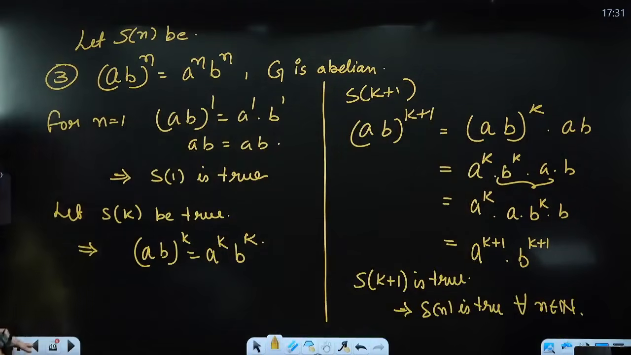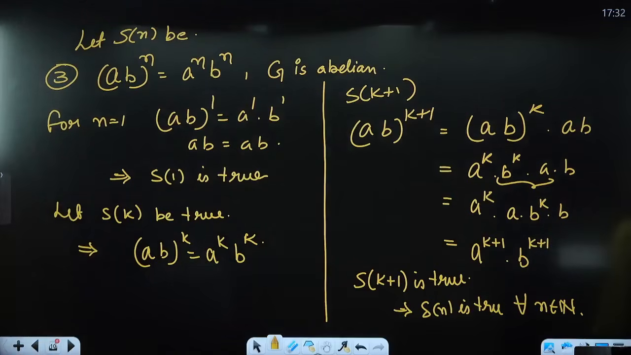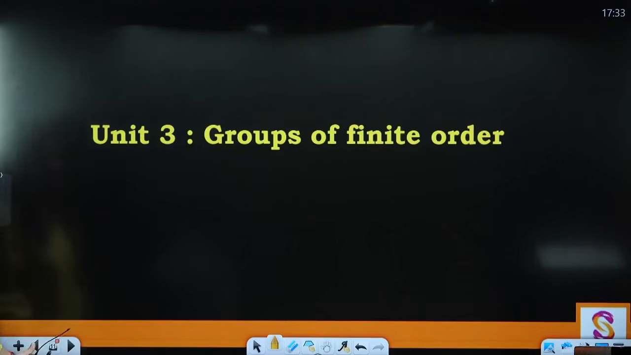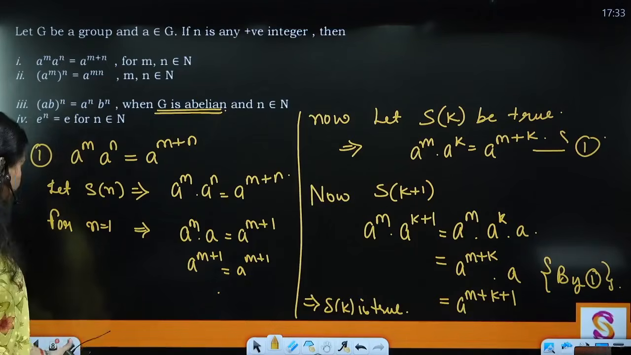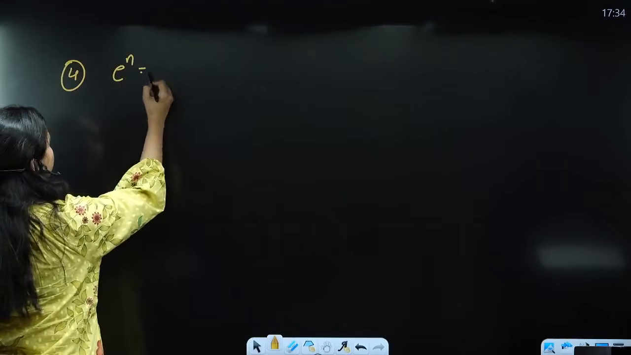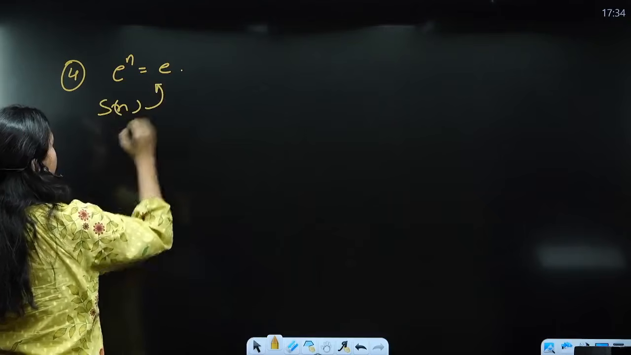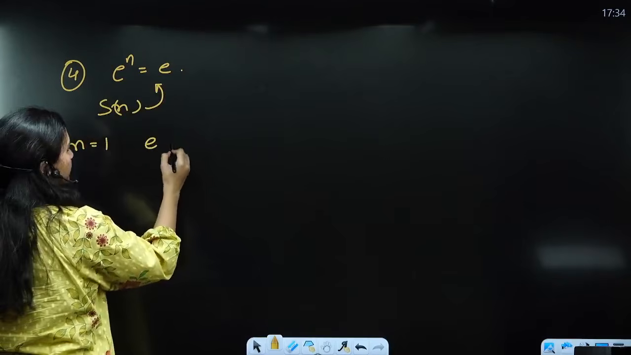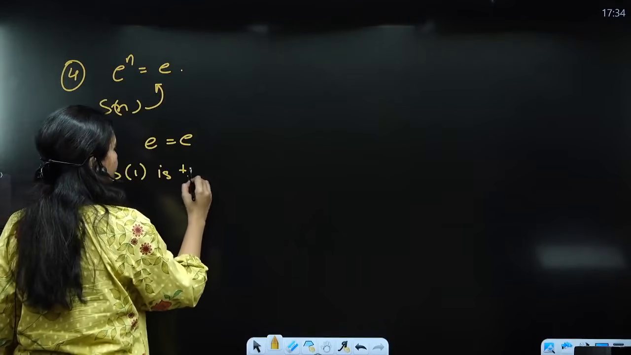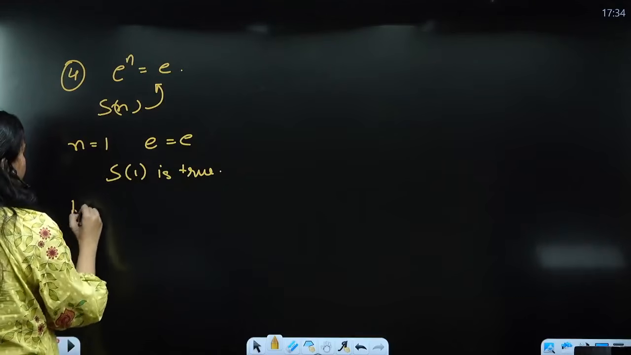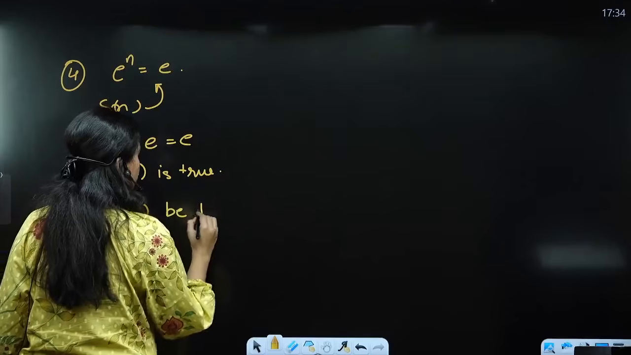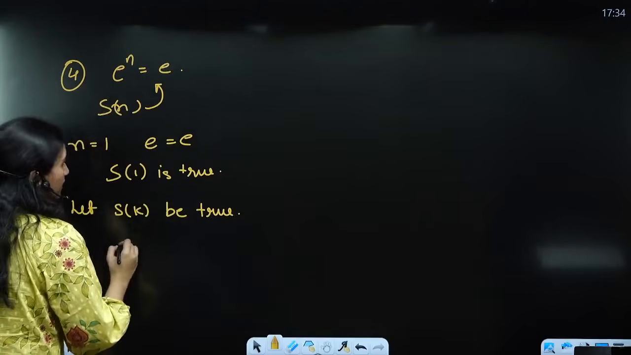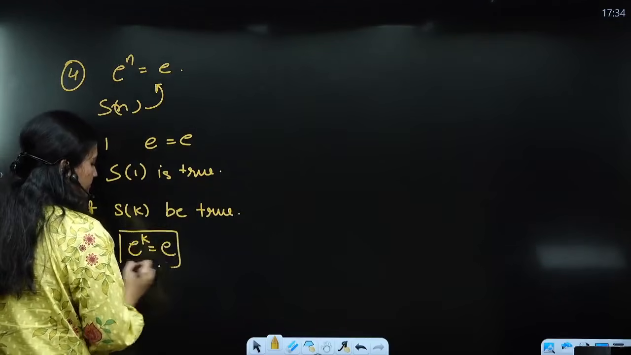All right, let's take up the next one. One more is there, I guess. e^n = e. This should be fairly easy, I guess. The fourth one is e^n = e, so Sn equals this only. For n = 1, e = e, so S1 is true. Then let Sk be true, so e^k = e. Let this be equation 1.